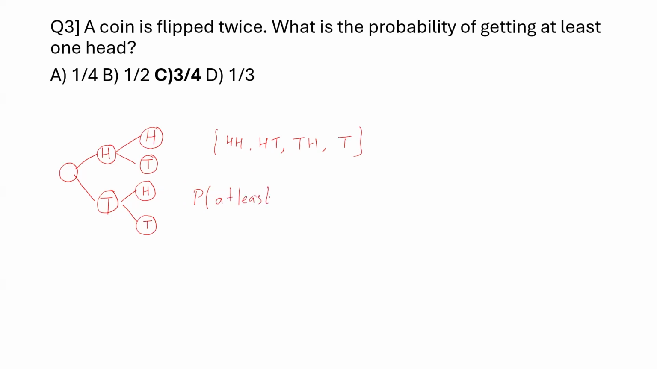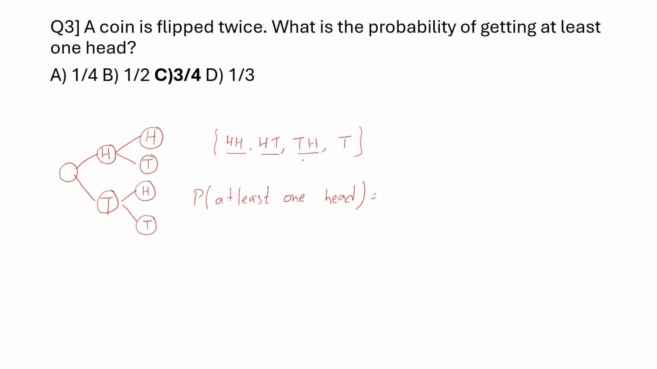At least one head. So just look at the scenario. How many outcomes can you expect with at least one head? Here you have one that you can count. Here you have one, you can count. Here you have two, because they are interested in at least one.